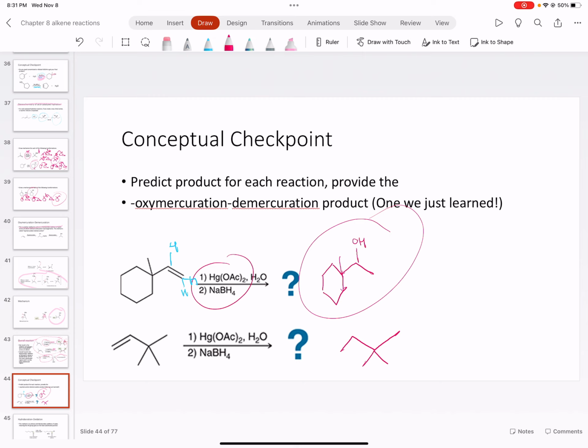Okay, perfect. And then again, my OH on the more substituted and my hydrogen on the least substituted. Keeping in mind that in here I have one hydrogen, here I have two. I'll put my hydrogen where the most hydrogens are, and my OH where the most carbon-carbon bonds are. So once again, when you do your notes, put in big bold letters: no carbocation rearrangements.